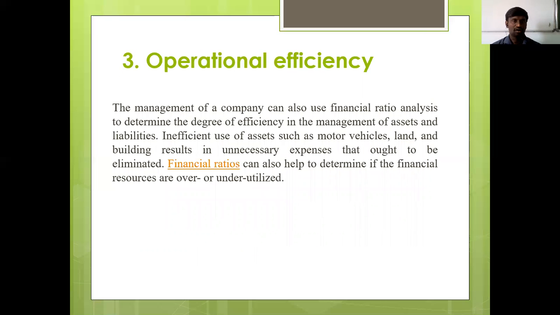And the third one is operational efficiency. The management of a company can also use financial ratio analysis to determine the degree of efficiency in the management of assets and liabilities. Inefficient use of assets such as motor vehicles, land, and buildings results in unnecessary expenses that ought to be eliminated. So financial ratios can also help to determine if the financial resources are over or underutilized.